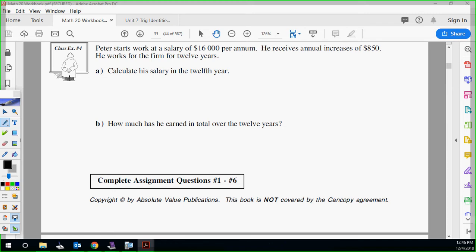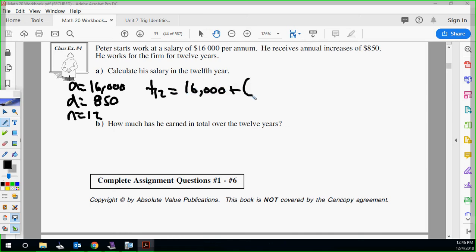Okay, so what you know is he starts with 16,000, so that's his a. His common difference, he gets an $850 raise, that's his d. And the term number is 12 on this one. So we're going to calculate that. Term 12 equals 16,000 plus n minus 1, so 11 times 850. So in his 12th year, he will be making $25,350.